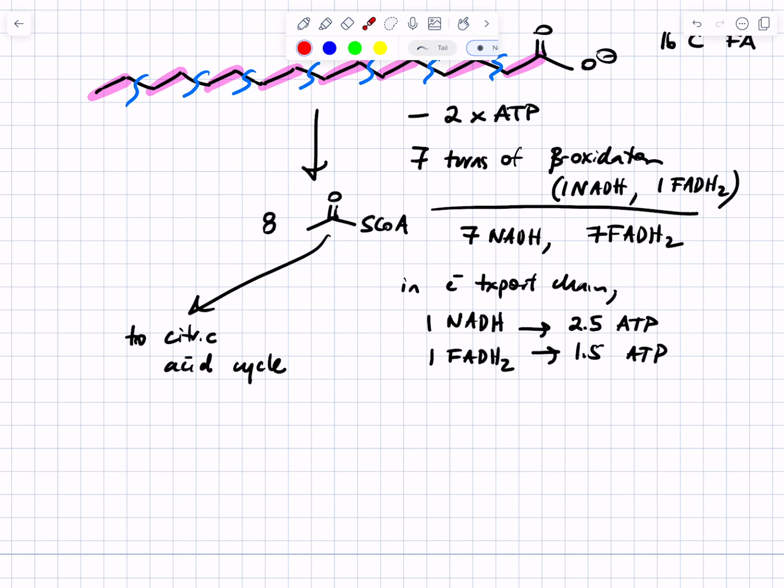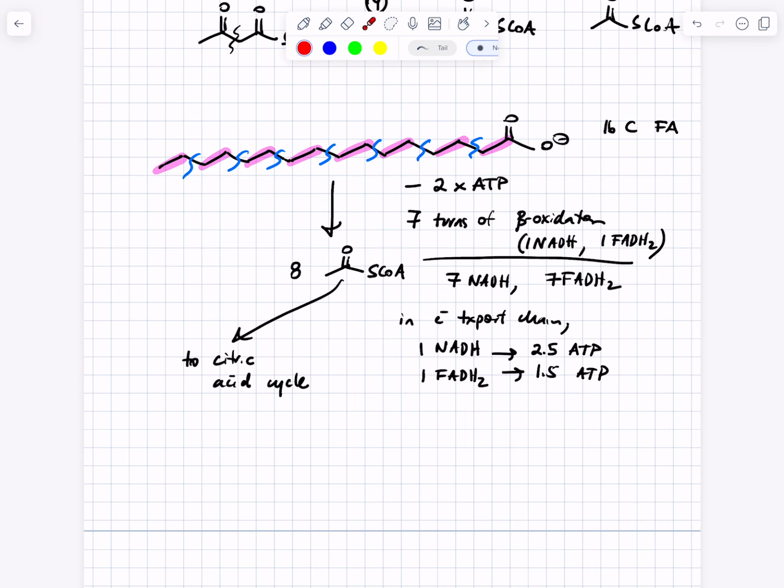And so just make sure if you're doing a problem in a textbook, you know what their assumption is for how many ATPs you get from NADH versus FADH. Okay, so that is fatty acid beta oxidation.